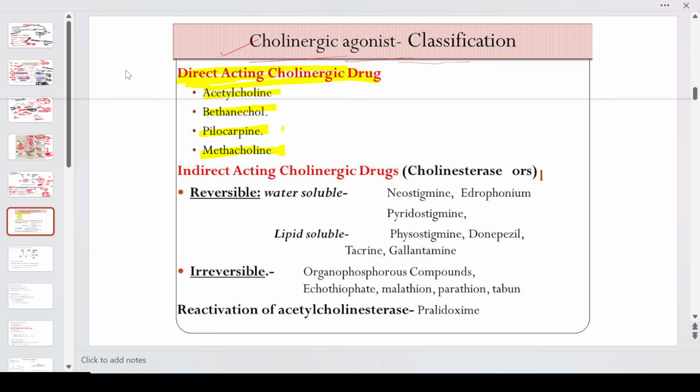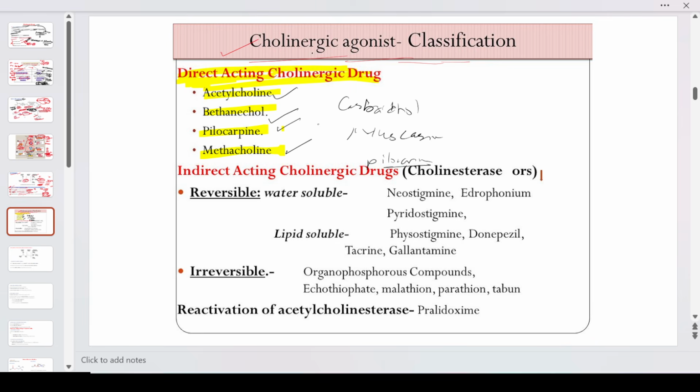We will see the chemistry of these drugs in the upcoming class. The most important drugs are acetylcholine, bethanechol, methacholine, carbachol, muscarine, then pilocarpine. I want to clarify one point here.